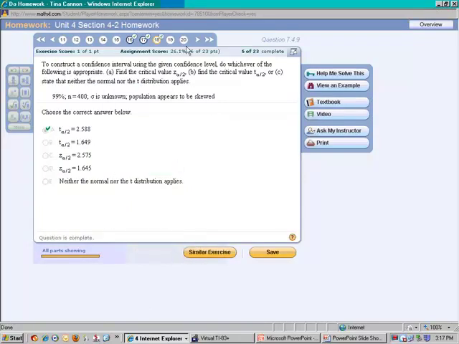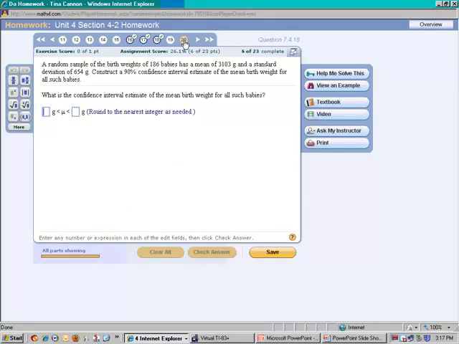Okay. So now I'm going to flip through some of these different problems. I want you to pay attention to the standard deviation that's given now. Notice in this one, a sample of birth weights of 186 babies has a mean of 3,103 grams and a standard deviation. Notice that's the standard deviation for the sample of the babies. So this keys us into using the t value to find our interval.